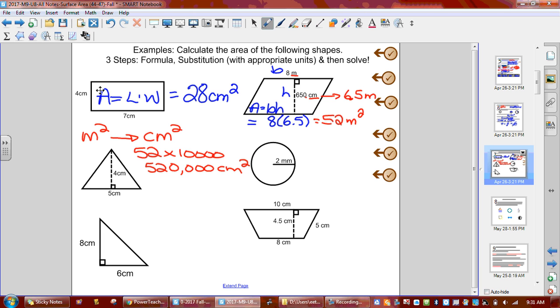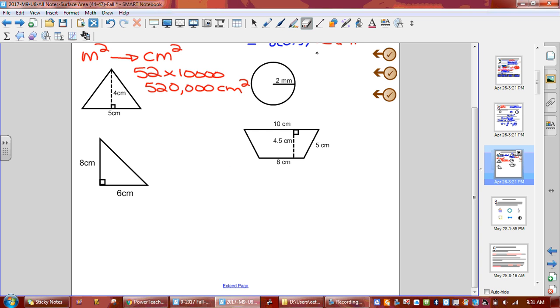Now we're going to do the triangle. So, on this big bad triangle right here, we have a base and we have a height. So the area of the triangle is base times height divided by 2. So 4 times 5 divided by 2 is going to give me 10 centimeters squared.